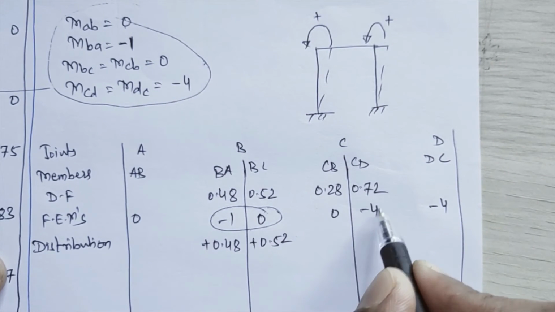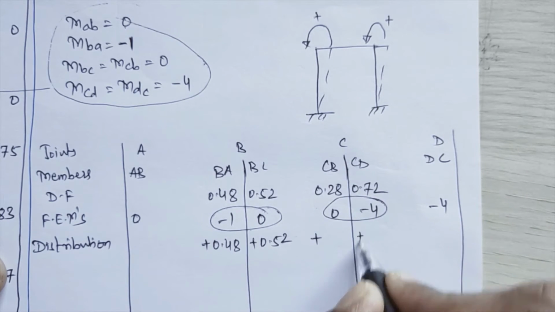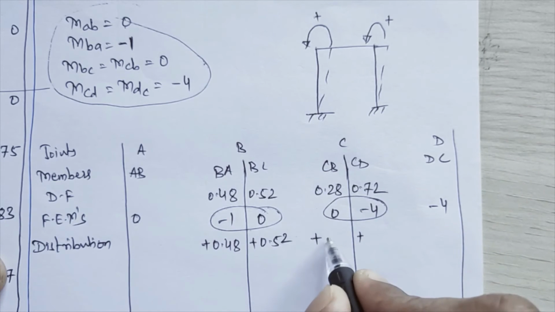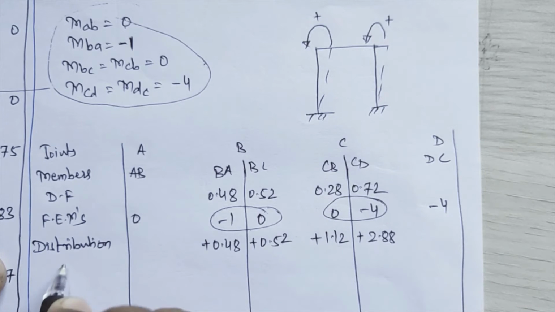Same way this summation comes 0 - 4 as -4, so -4 into 0.28. Again the distribution will be positive over here, so that will come 1.12, and this comes equal to 2.88. Now after distribution we will do the carryover.